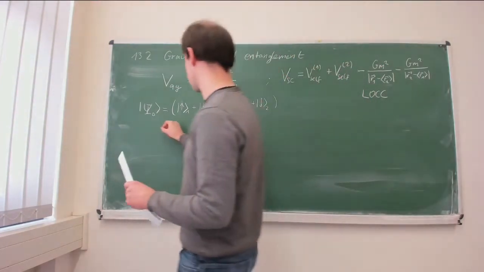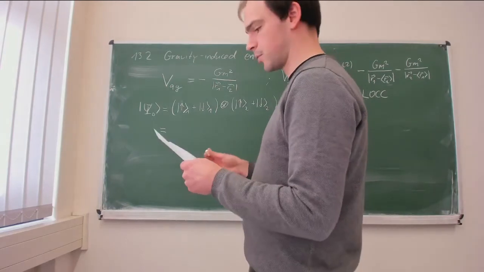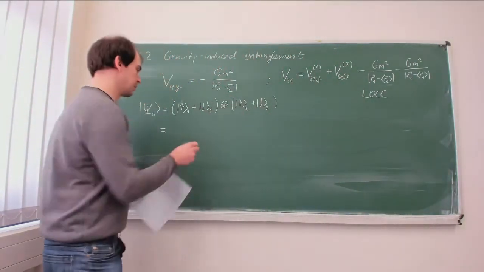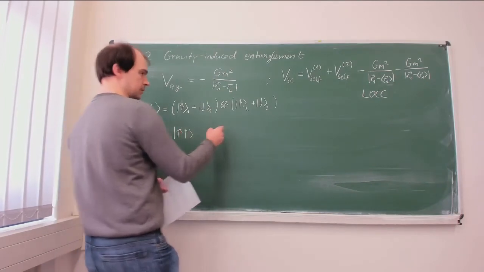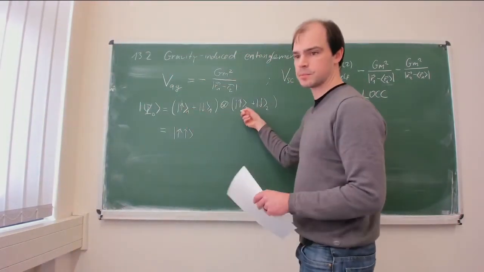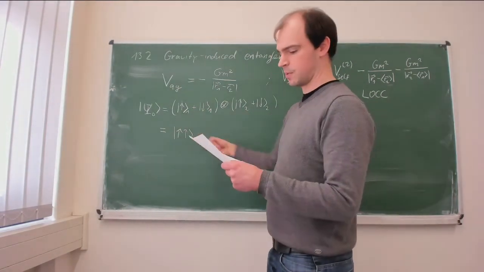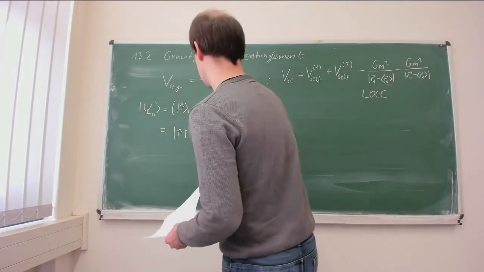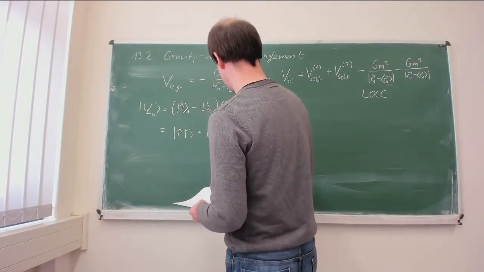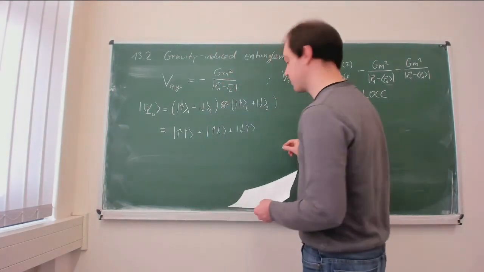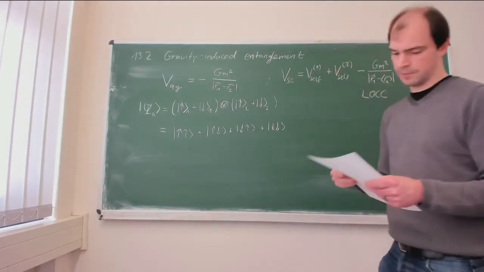And this I can now write as one long sum. I can write this as up, which means spin 1 left up, spin 2 left up, and the same way plus up down, plus down up, plus down down.